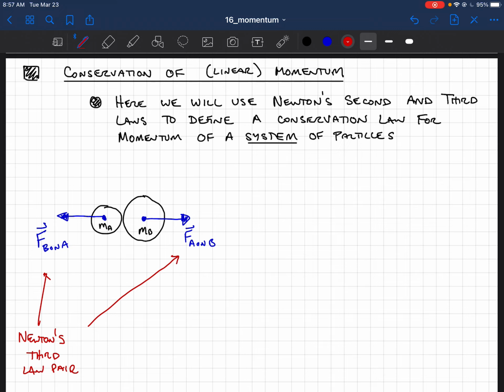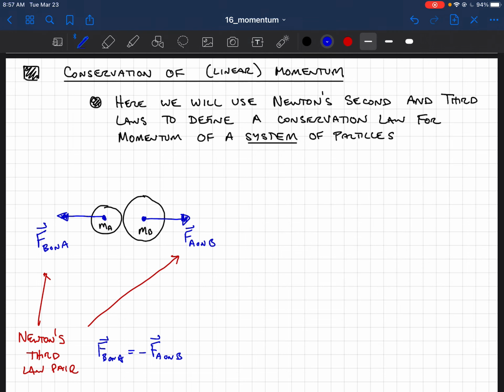These two here. Meaning we know that FB on A is equal to minus FA on B. And that's true at any moment in time. That's what Newton's third law says, is that that should always be true. Now, it's possible that these two objects are also experiencing other forces.